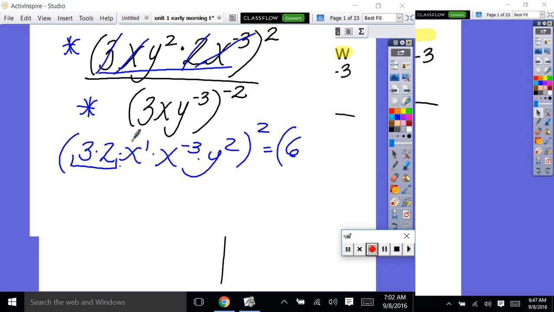x to the first times x to the negative 3. When you multiply, you add, which is x to the negative 2, correct? And then we have a y squared. And that's all raised to the second power. Now, do not miss this on the test, guys. 6 is to the first power, correct?